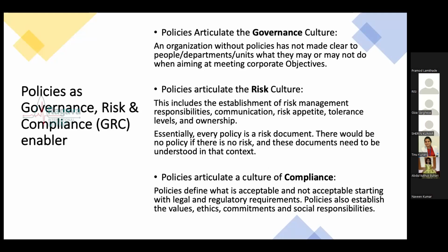Then risk: how can you link policies to risk? Then a culture of compliance: how can you link policies to the standard set? So this is a mapping process. If you map your policies or proposed policies to all of these elements in your organization, you will be able to have a robust policy management system or framework that will help an organization in enabling its governance culture, risk culture, and a culture of compliance.